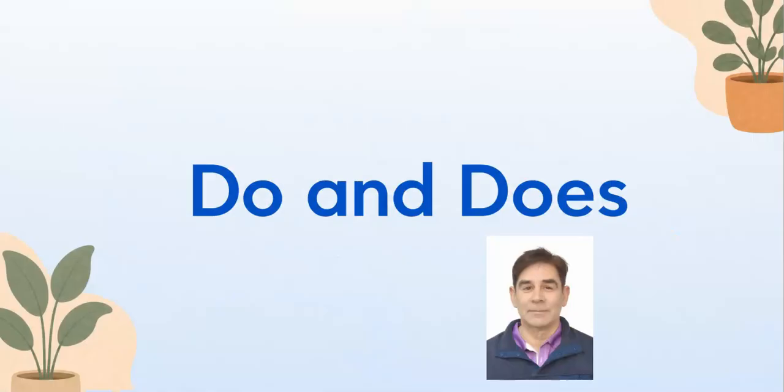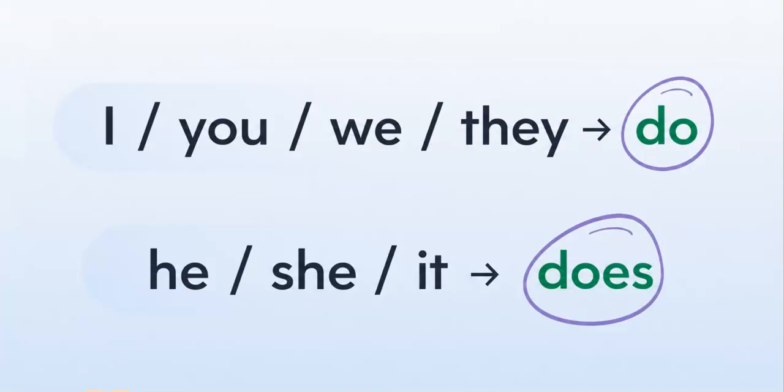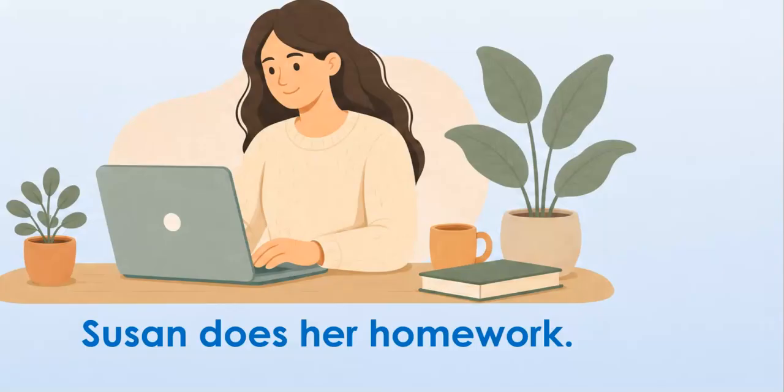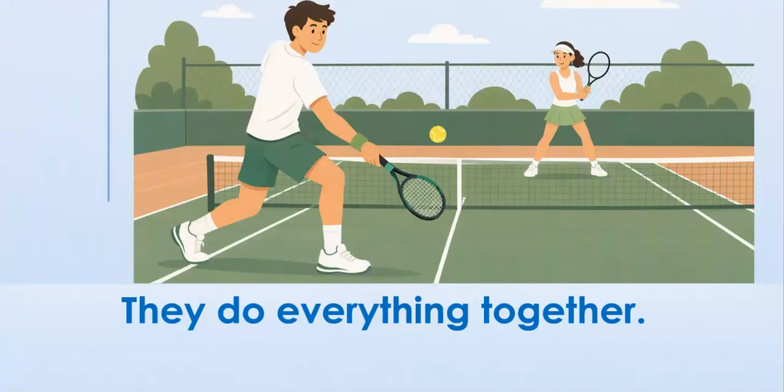Do and does. With I, you, we, or they, we use the verb do in the present tense. With he, she, and it, we use does. For example, Susan does her homework. They do everything together.